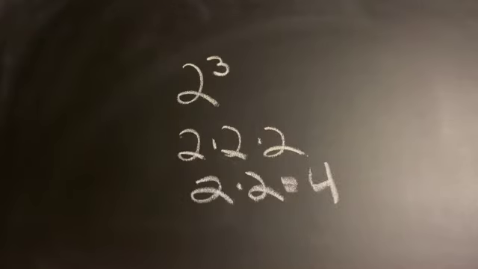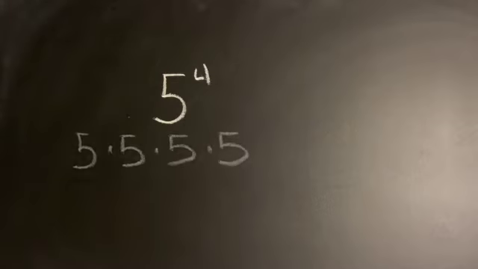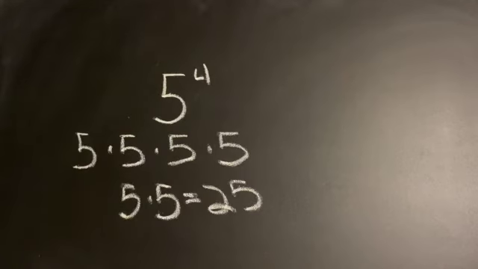Alright, let's go ahead and solve a few of these. We'll start with 2 cubed. 2 times 2 times 2. 2 times 2 is 4, times 2 is 8. 2 cubed equals 8. Now 5 to the power of 4 is 5 times 5 times 5 times 5.